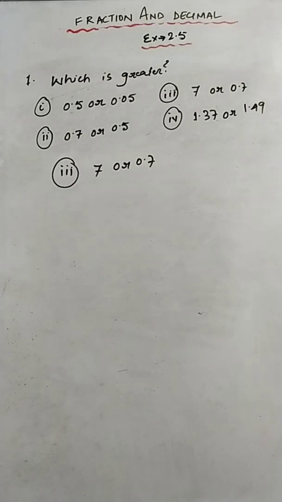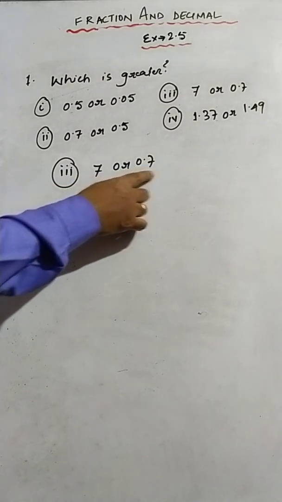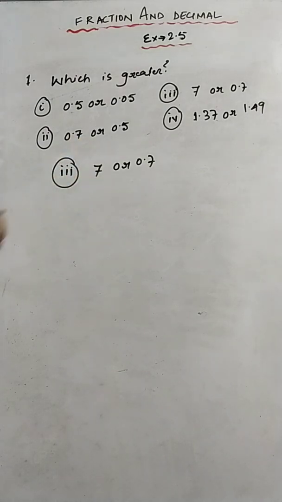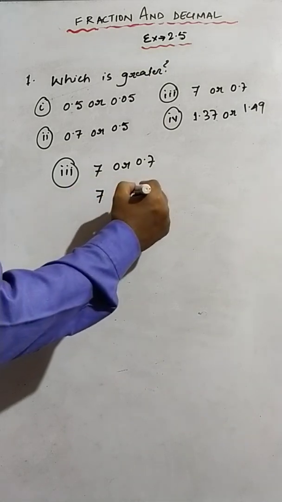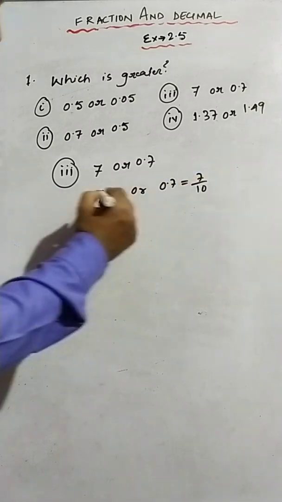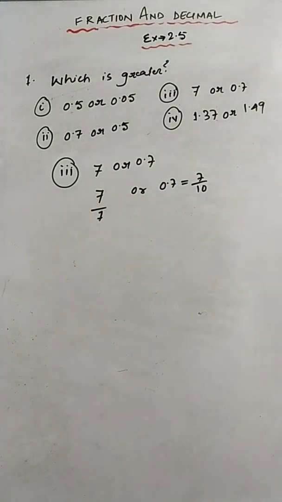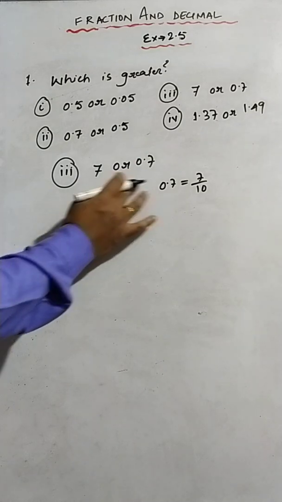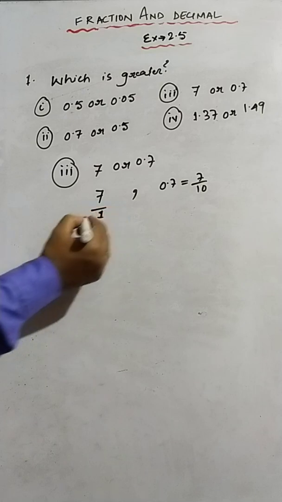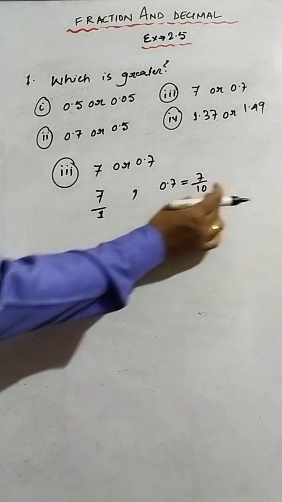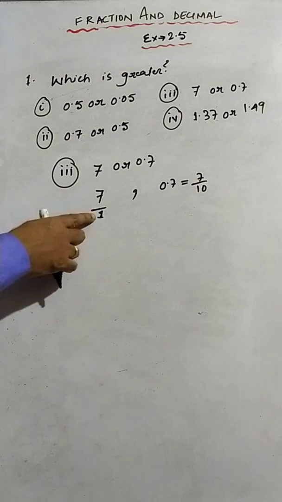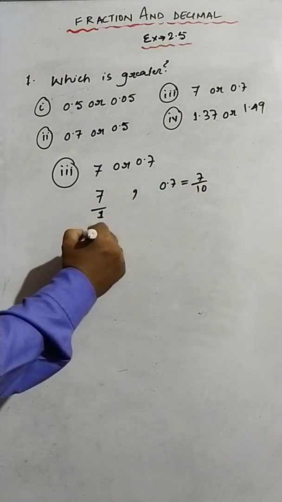Sum number 3, we have 7 and 0.7. So 7 is not carrying any decimal, so we'll just write 7. And what about this one? 0.7 can be written as 7 by 10. Now this 7 is carrying denominator as 1. So again we see that these two are not like fractions, because they are not having the same denominator, isn't it? So what are the denominators we are having? 1 and 10.